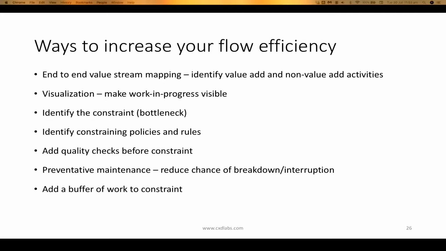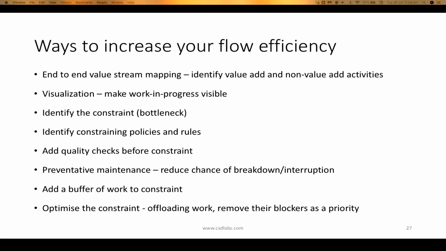Adding a buffer to the work constraint. So this is basically adding kind of like a backlog of work, so that constraint has always got something to do, so that they are at full capacity. And lastly, optimize the constraint. So, is there some way to offload some of the work so they can focus on that constraint? Removing blockers as a priority. Often in the Kanban system, you have like a fast lane or a critical lane, which are the things that are on the critical path that you want to remove straight away.